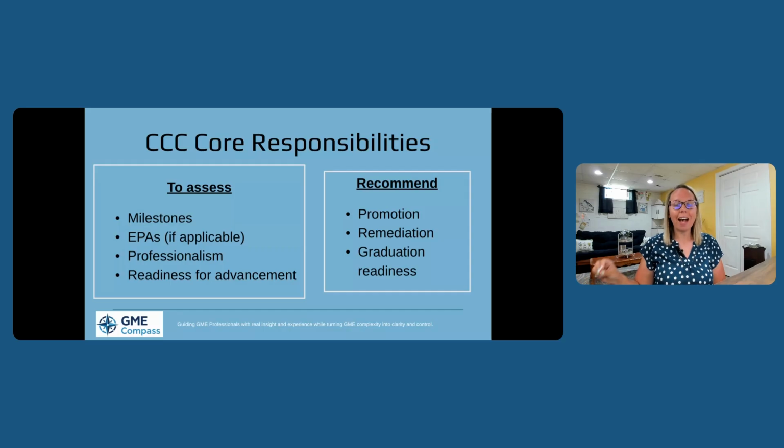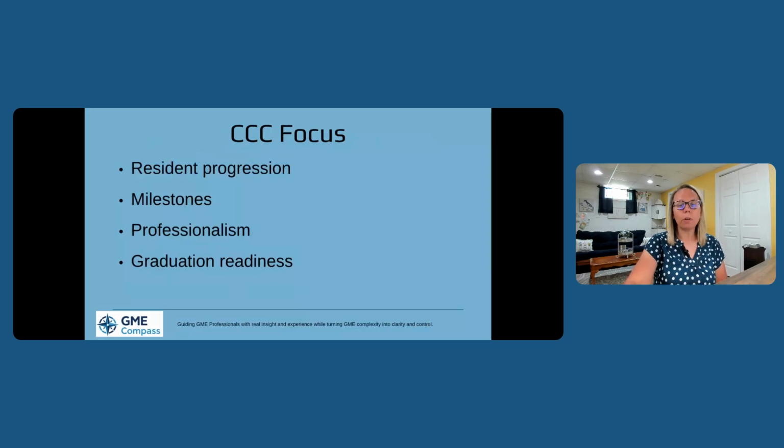This is a highly individualized review process. It's a deep dive into each individual trainee's learning experience and progression. So the CCC is going to focus on the resident or fellow's progression, achievements within their milestones, professionalism, and readiness for graduation. This committee should be asking, is the resident developing appropriately toward independent practice?